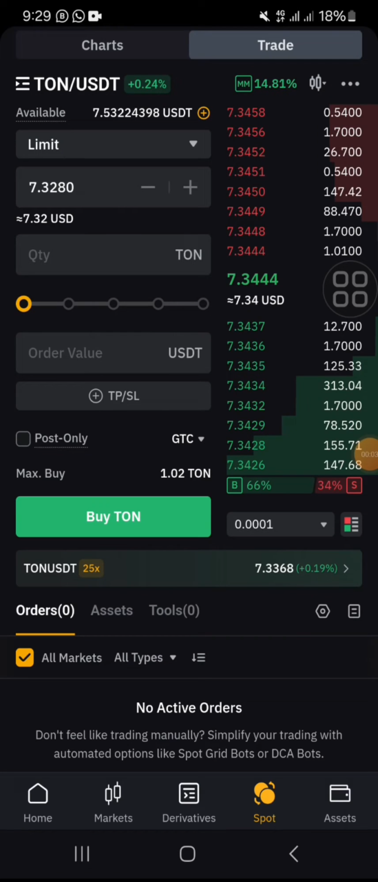In this video, I'm going to explain what spot trading is and how to do spot trading on Bybit.